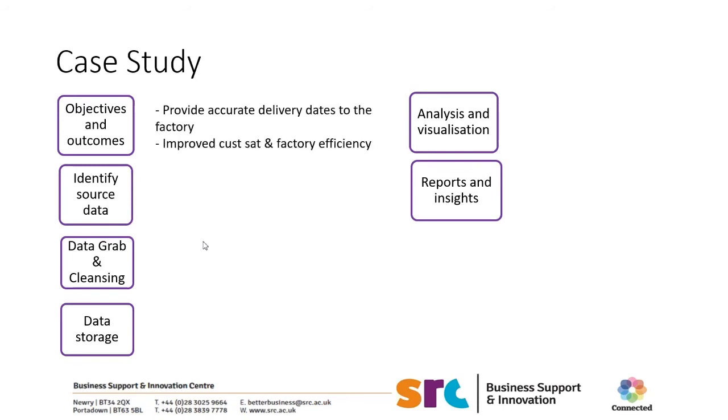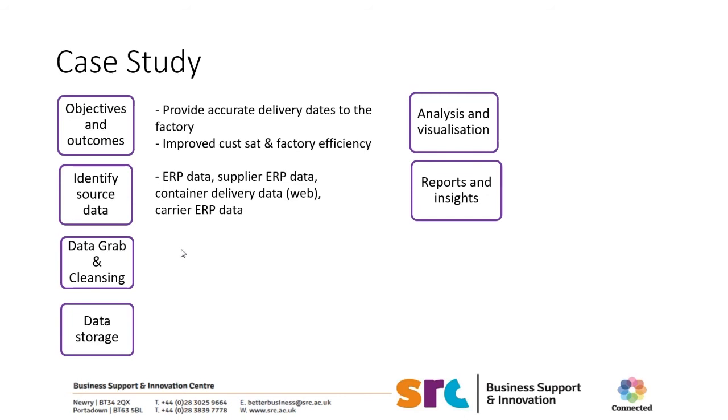So from an objectives point of view, we said it's clear, we need to get more accurate data on when the stuff's going to come into the factory, and the outcome of that will be we will improve customer satisfaction and the factory efficiency will improve. Then we said, well, where is this data? At that time, we were only using our own internal ERP data, but we said, okay, the supplier, we need to know when their plan is shipped. We need to know when it actually goes out their door.